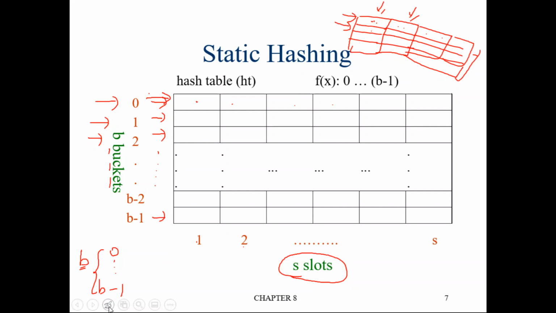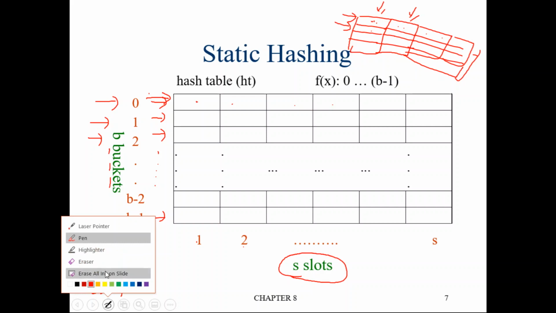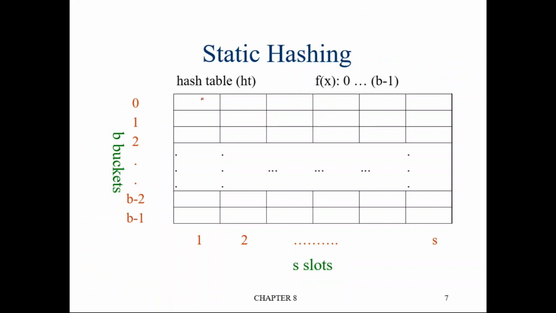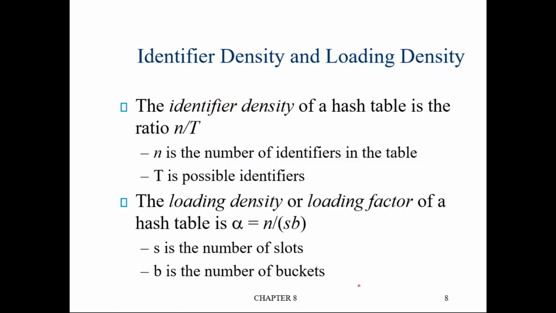So each row in the hash table is called a bucket, and each row can hold some s items. If a row can hold s items, then there are s slots. Generally s will be 1. So in whatever we have discussed previously, s is 1.